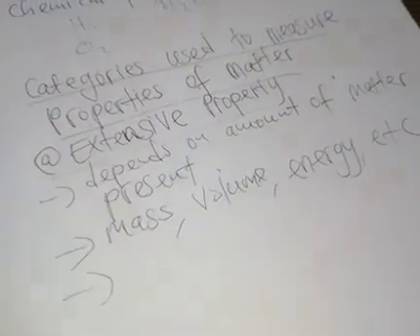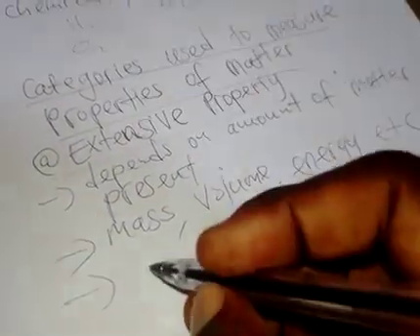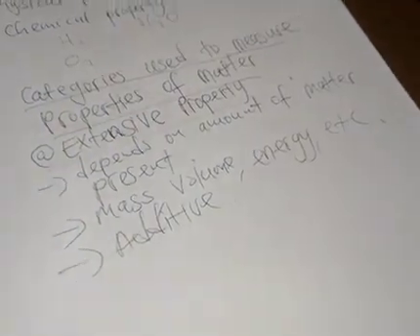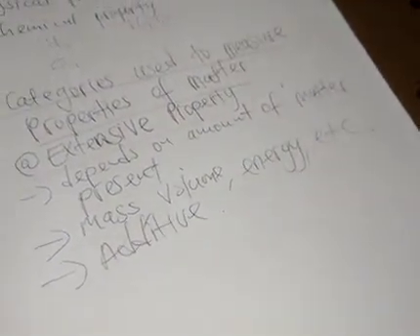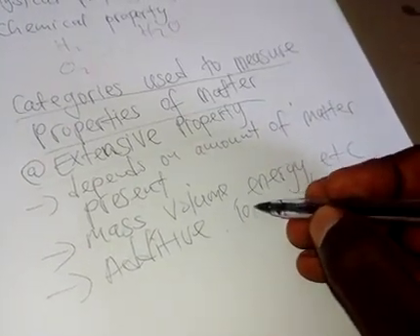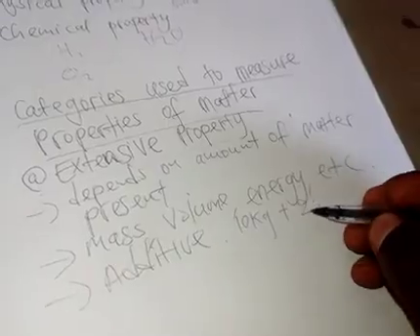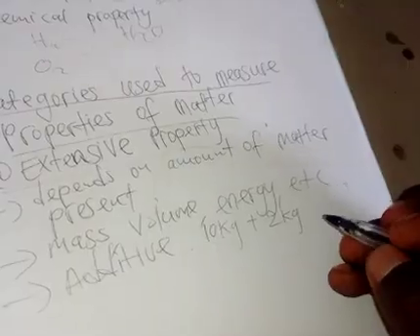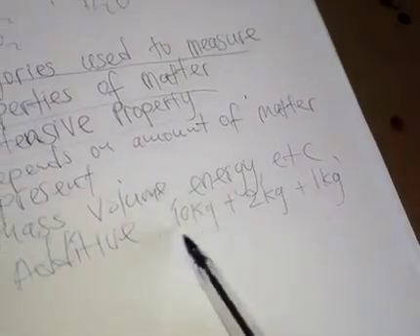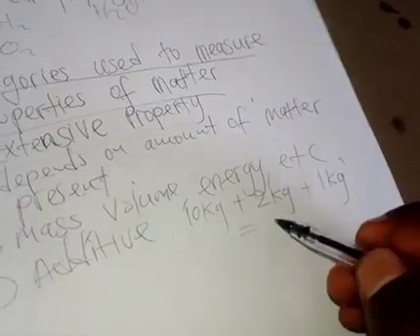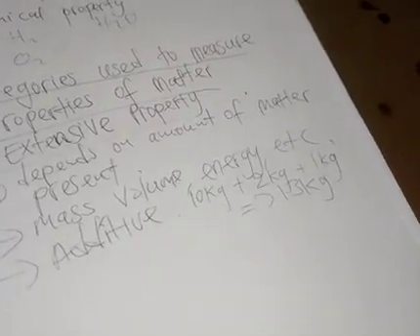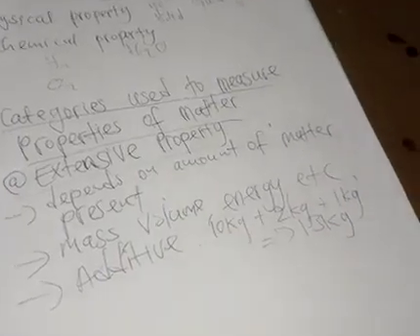Then what we should know is that these extensive properties of matter are additive. They can be added together. For example, let's say you have a mass of 10 kilograms, another mass of 2 kilograms, then another mass of 1 kilogram. If you put together these 10, 2, and 1, you find that you have a total of 13 kilograms. That is what we mean by extensive properties are additive or can be added.